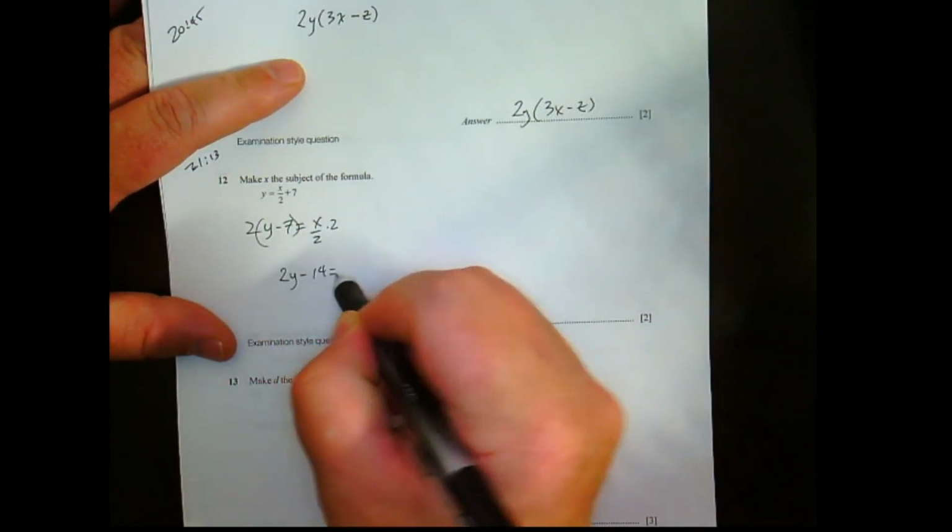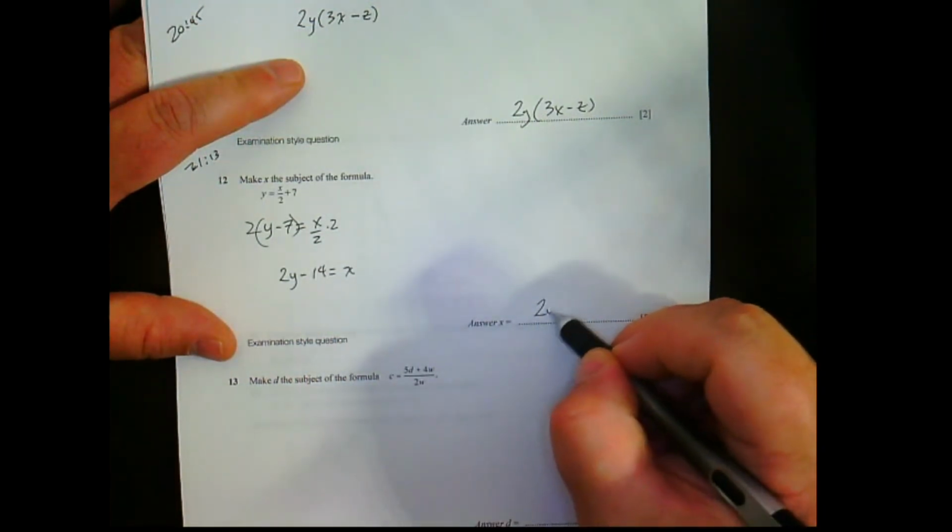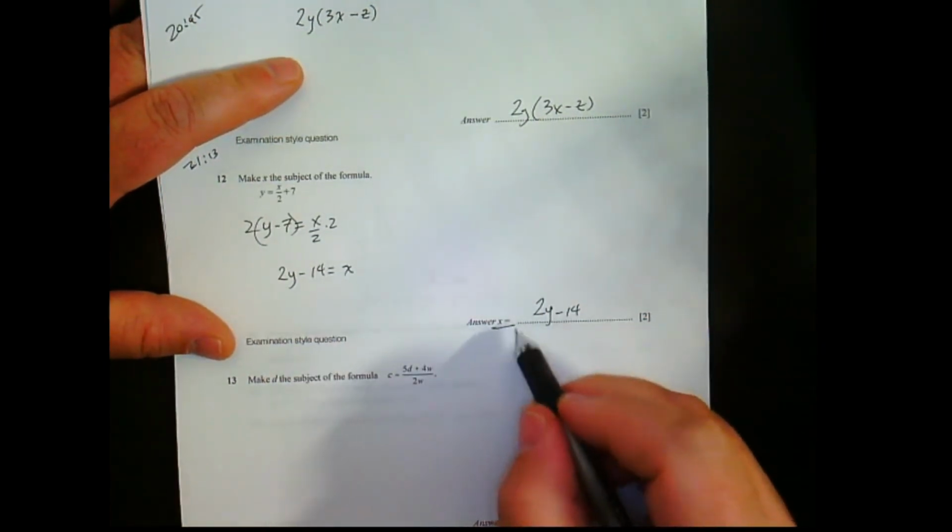That way, if you make a silly mistake, you're going to get some partial credit. 2y minus 14 is what x equals. It already has x equals there for me, so I don't need to do that.